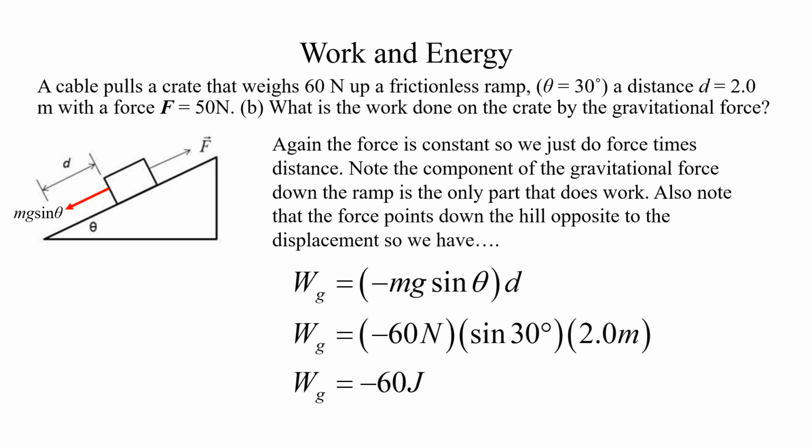The mg is given as 60 newtons. mg is the weight. So that's 60 newtons times the sine of the angle times 2 meters. Well, the angle is given as 30 degrees. So we have negative 60 newtons times sine of 30 times 2 meters, and we get negative 60 joules for the work done by gravity.